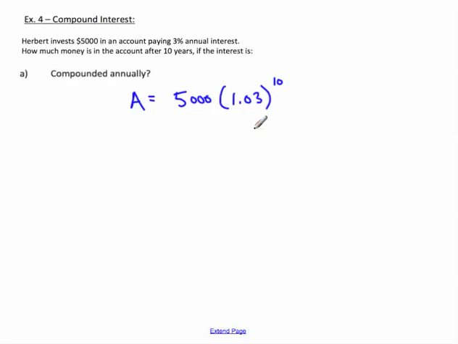So after 10 years in a bank account that compounds annually at a 3% annual rate, if you plug this into your calculator, you get about $6,719.58 left in that bank account. This is the initial amount, this is the growth rate per compounding period. That 1 is because you get your principal back, the 3 is from the 3% annual interest, and 10 is the number of compounding periods.